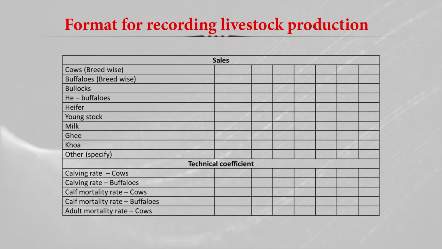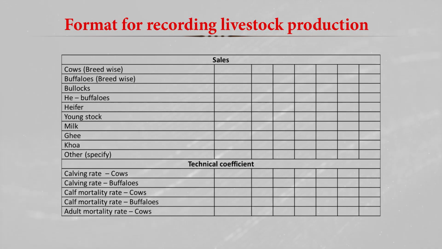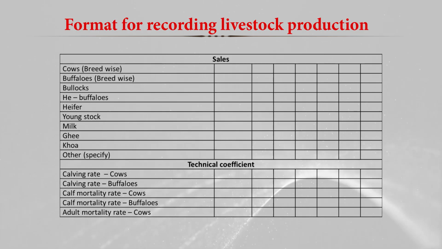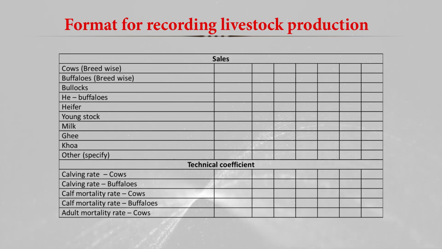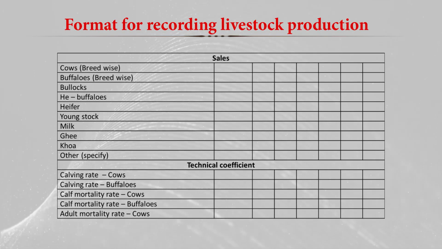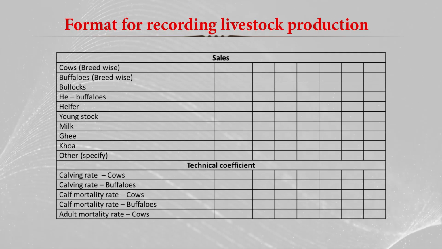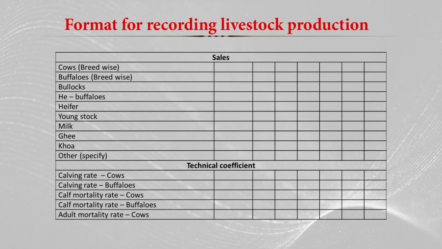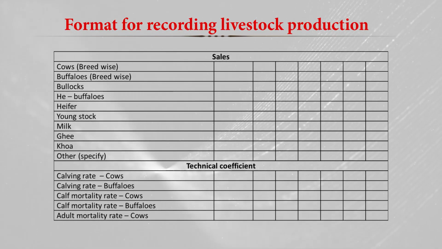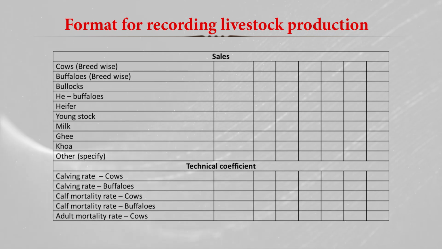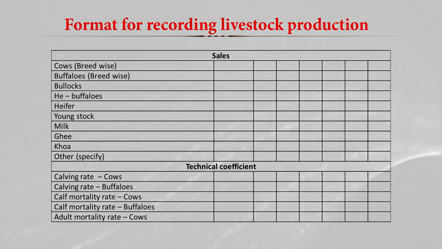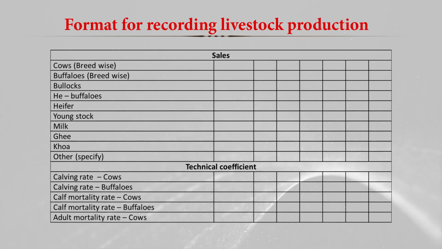Here we also need information about some technical coefficients related to livestock production like calving rate in cows, calving rate in buffalo, calf mortality rate in case of the cow, calf mortality in case of the buffalo, then adult mortality in case of cow and buffalo. So actually we can project the real figure of the availability of the animals. So these technical coefficients are very much required, and we need to have complete knowledge about them.